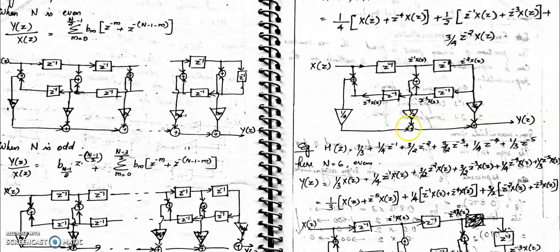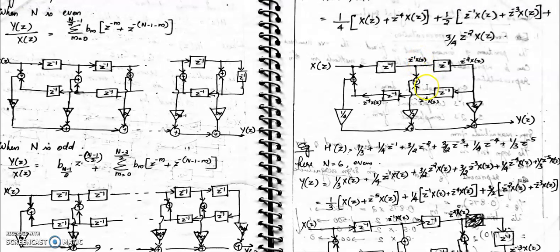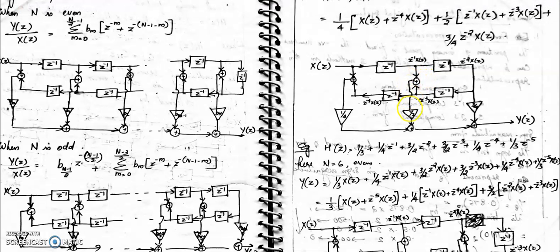Okay, that will be added with another number. Next, z raised to minus 1 x of z and z raised to minus 3 x of z should be added together. Take z raised to minus 1 x of z and z raised to minus 3 x of z, give both to an adder, take the output from that adder, and you have to multiply with 1 by 2. That will be added with this.